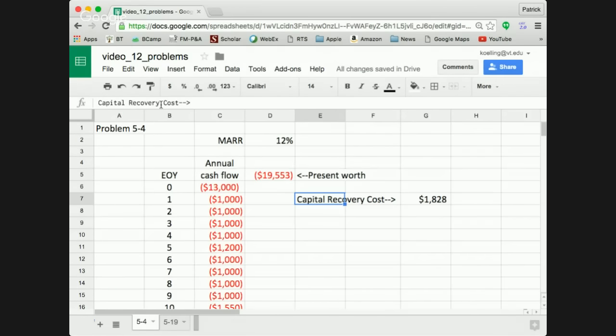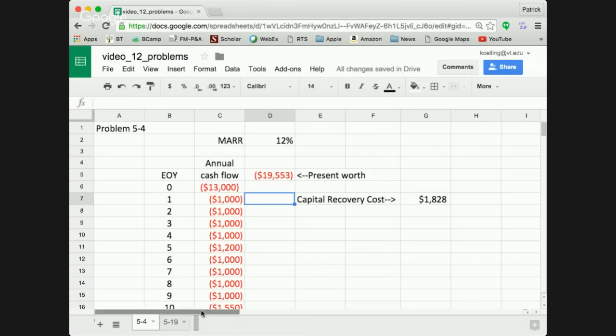This is not money out of our pocket, but it is representative of what this investment costs us each year over the 15 years of ownership for this particular asset, this power plant. So that's the capital recovery cost. That's how you calculate it.